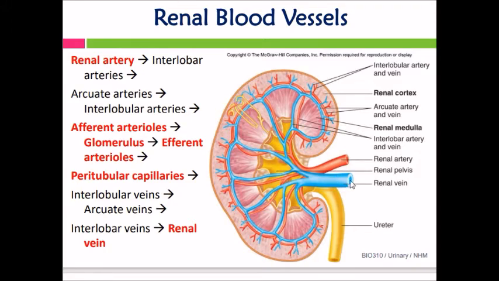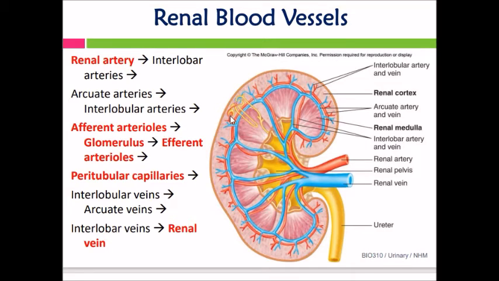Okay, so as you can see here, the oxygenated blood will transfer into the kidney via the renal artery, and then it will go to the interlobar arteries. From the interlobar artery, it will then transfer through the arcuate arteries, and then back to the interlobular arteries, and then it will go to the afferent arterioles.